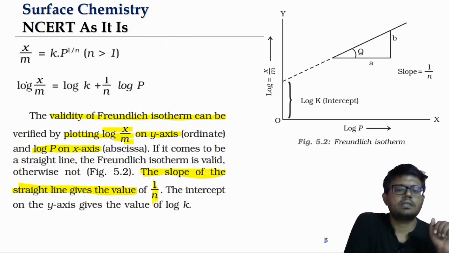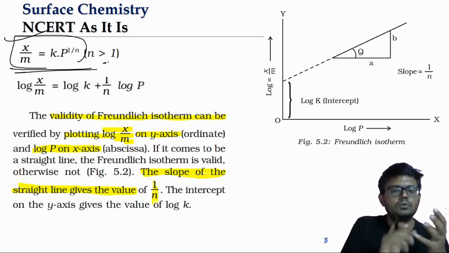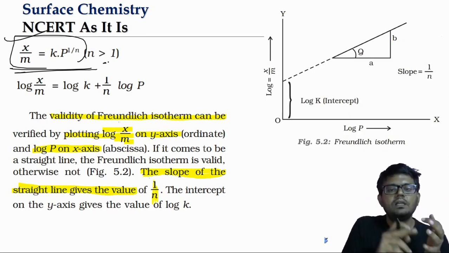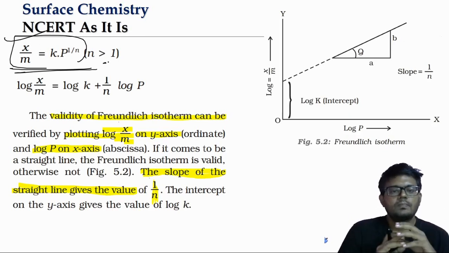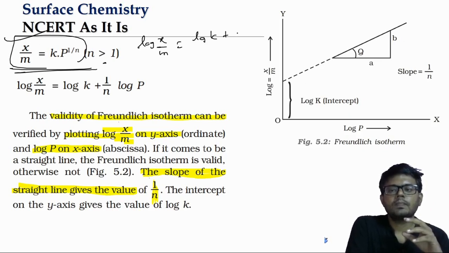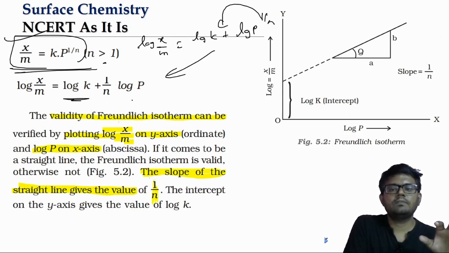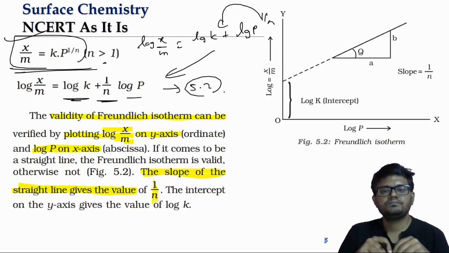So if you look at the equation, what is the equation? x by m is equal to K into P power 1 by n. The value of n will be more than 1. As we said, both the K value and n value will depend upon the nature of the adsorbent, the type of gas, and also the temperature. We can take a logarithm on both sides. Log of x by m is equal to log K plus log of P power 1 by n. So we can also write this as log of x by m is equal to log K plus 1 by n into log P. This is equation 5.2.